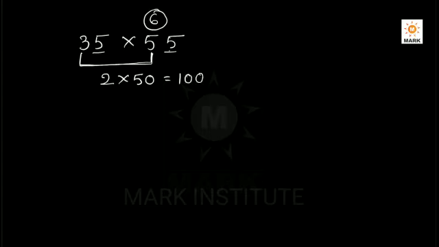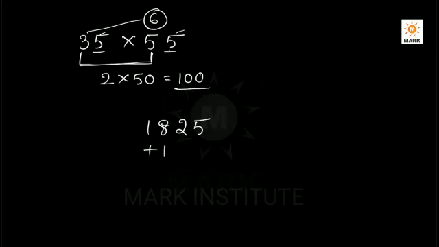Always multiply this difference with 50 and the result is 100. Now the calculation starts. 5 into 5 is always 25. Now 3 into 6 is 18, plus difference into 50. What is 2 into 50? 100. So 25, 18, plus 100. Your answer is 1925.